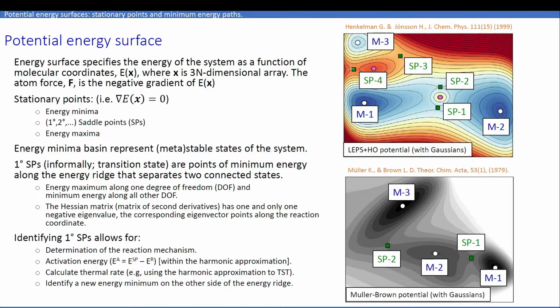These points are maximum in energy along one degree of freedom, and at an energy minimum in all other degrees of freedom. In other words, the Hessian matrix at the first order saddle point has one and only one negative eigenvalue, and the corresponding eigenvector points along the reaction coordinate for a transition from one energy basin to another. By identifying first order saddle points, one can determine the reaction mechanism, estimate the activation energy, calculate the thermal rate constant, and identify a new energy minimum on the other side of the energy ridge.